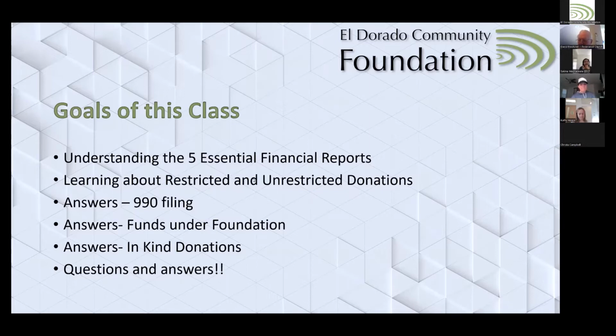I see a lot of familiar names, and there are a lot of funds under the foundation that have joined this meeting, and they had questions. So I have those covered as to what the funds under the foundation should be doing. And then somebody had asked a question on in-kind donations and where they should show up, and I have that question answered. So I'm going to move ahead.